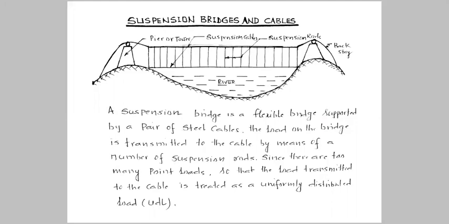A suspension bridge is a flexible bridge supported by a pair of steel cables. The load on the bridge is transmitted to the cable by means of a number of suspension rods. Since there are too many point loads, the load transmitted to the cable is treated as a uniformly distributed load, that is UDL.